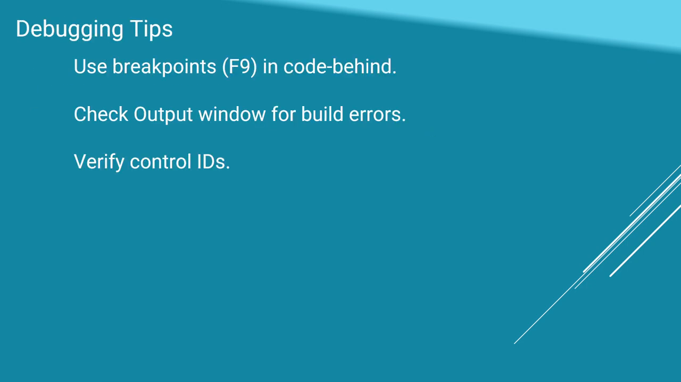If something doesn't work, don't worry. Debugging is a vital skill. Use breakpoints by clicking in the margin next to your code or pressing F9. This pauses execution so you can inspect variables. Also, check the output window for any build time errors. Make sure the control IDs in your code match those in the ASPX file.